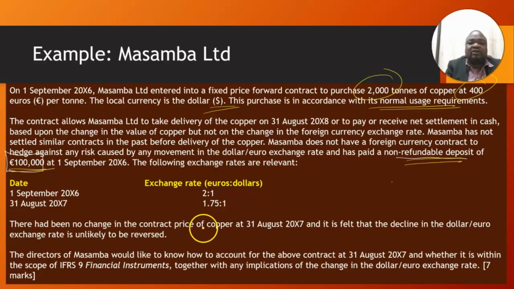There had been no change in the contract price of copper at 31 August 2027, and it is felt that the decline in the dollar-euro exchange rate is unlikely to be reversed. So there is a view that the dollar is going to fall. The directors of Masamba would like to know how to account for the above contract at 31 August 2027 and whether it is within the scope of IFRS 9 Financial Instruments, together with any implications of the change in the dollar-euro exchange rate. 7 marks.